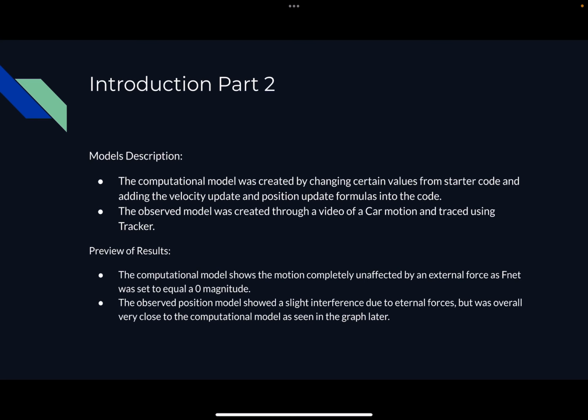A computational model was created by changing certain values from the starter code, like adding the velocity update and position update formulas into the code. The observed model was created through a video of a car's motion, traced using Tracker. The preview of our results is that the observed model and the computational model were very similar initially, and then slowly the observed model started to deviate. We're thinking it's friction or something like that, causing that negative acceleration.